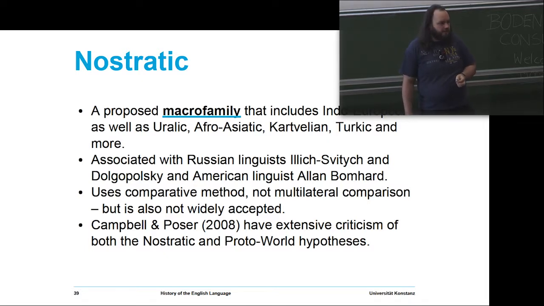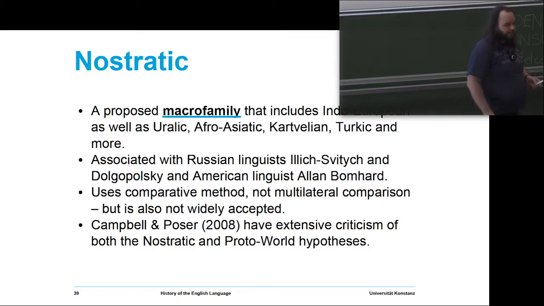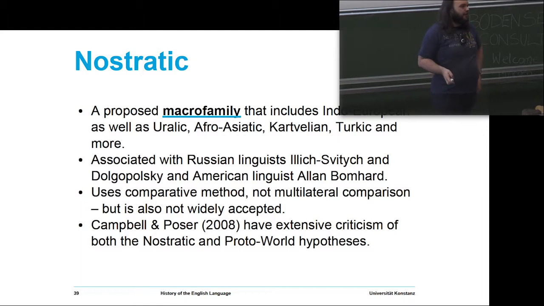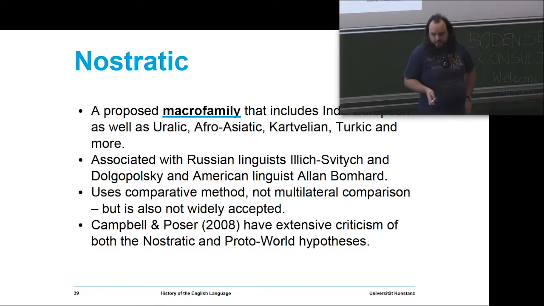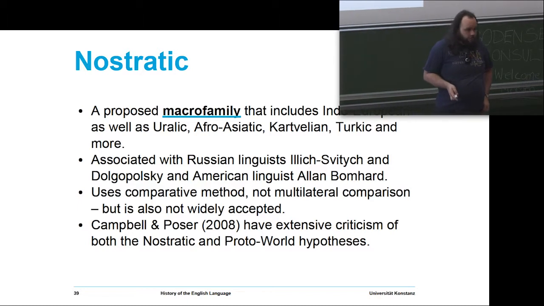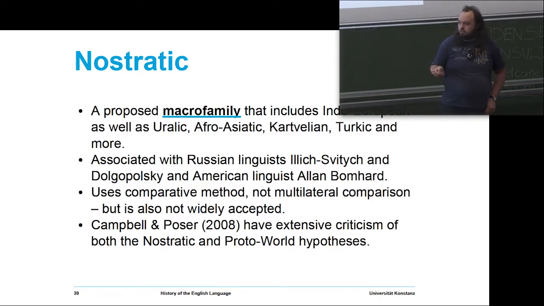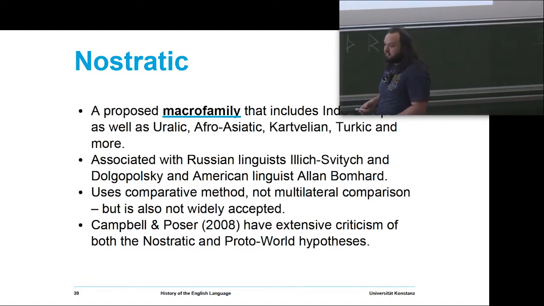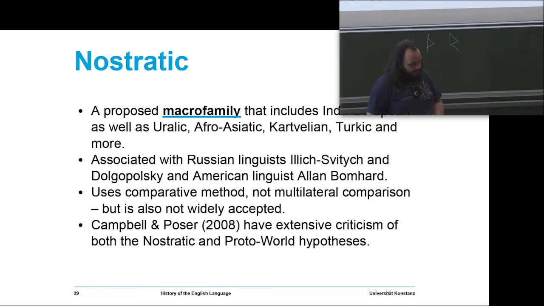It includes the Indo-European family, but also some others. So Uralic, it includes Afroasiatic, it includes Kartvelian, so the languages of the Caucasus, or some of them, Turkic, including Turkish, and more. And if this idea is right, then all of those languages are related, albeit more distantly. It's an interesting idea, and the people who've tried to establish it have mostly used the comparative method. But it's also not something like proto-world. This idea that we can demonstrate a Nostratic family is not something that's widely accepted.